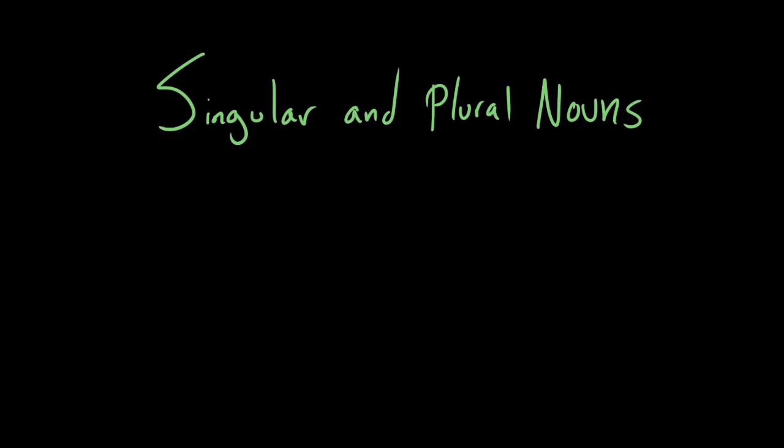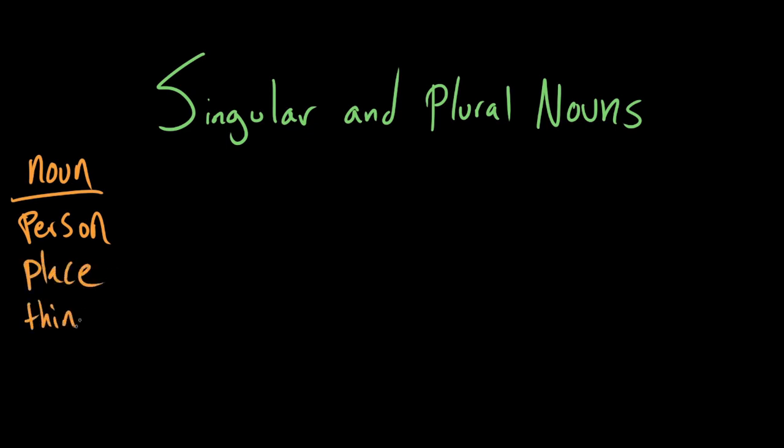Now, nouns, as we discussed previously, are a type of word. They are a part of speech, and a noun is any word that is a person, a place, a thing, or an idea. And in English, we can figure out, just by looking at a noun, whether or not there is one of something, whether it's singular, or whether there is more than one of something. And there's an easy way to tell the difference between singular and plural.